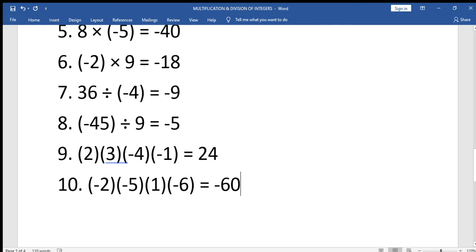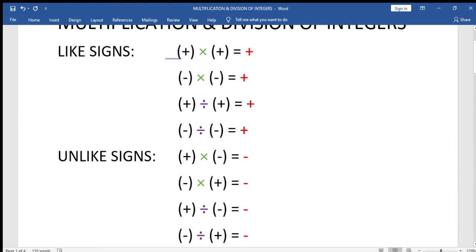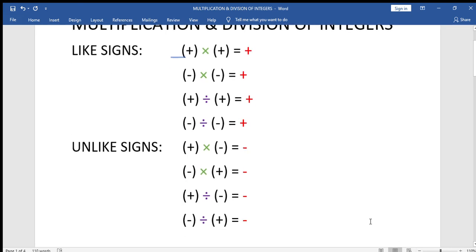So this is all about multiplication and division of integers. Always remember that if you are going to multiply and divide integers, and we have like signs, this means to say that they have the same signs. Meaning to say, we have two integers being multiplied, both are positive or both are negative. That is true to multiplication and division. So the product sign will be positive, as you see here. Then in division, we also have a positive sign if they are with the same signs.